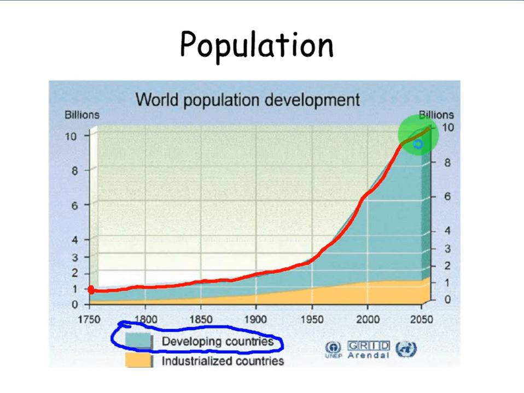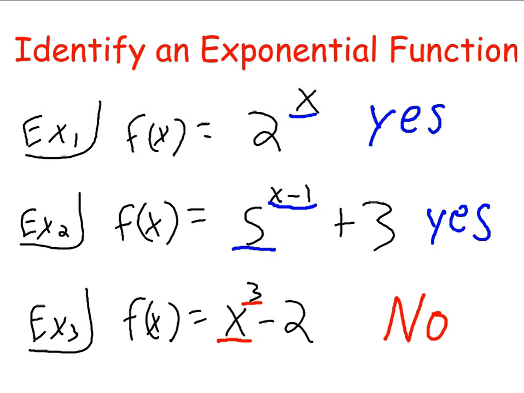So we'll take a look at some simple exponential functions. Here are some examples. Go ahead and write these down. The first two are exponential because there's a variable in the exponent. The third one is not exponential because the base is a variable. The exponent is a number. It doesn't work. That's a polynomial.